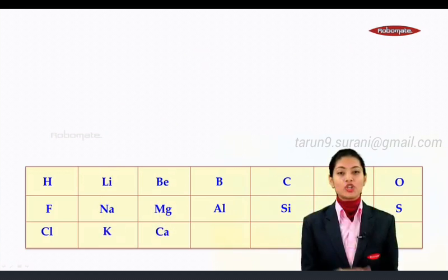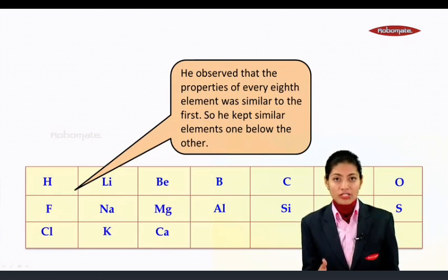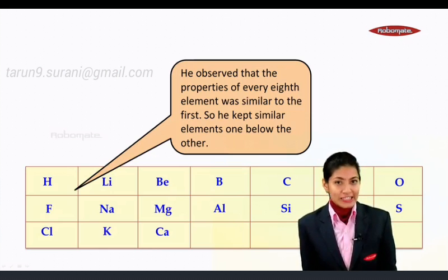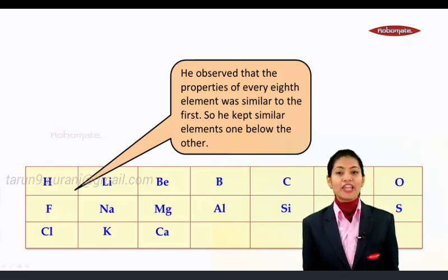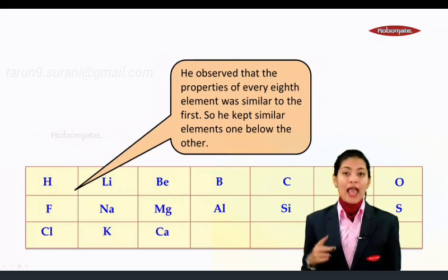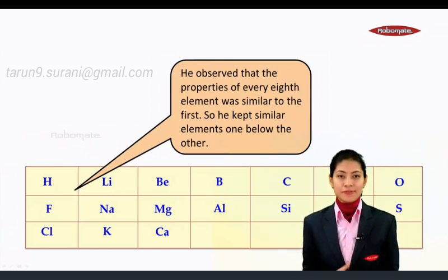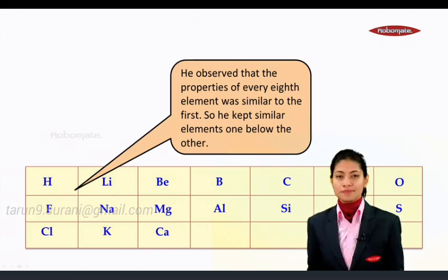Now once he arranged all the elements that were known to him, he found that the property of every eighth element was similar to the first. For example, if hydrogen is the first element, then fluorine becomes the eighth element, and both their properties are similar. So he kept similar elements one below the other.